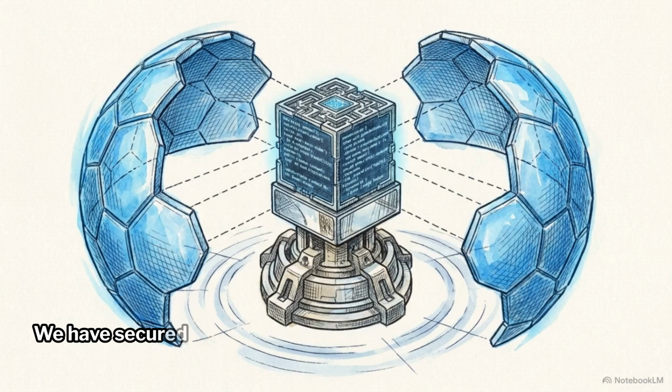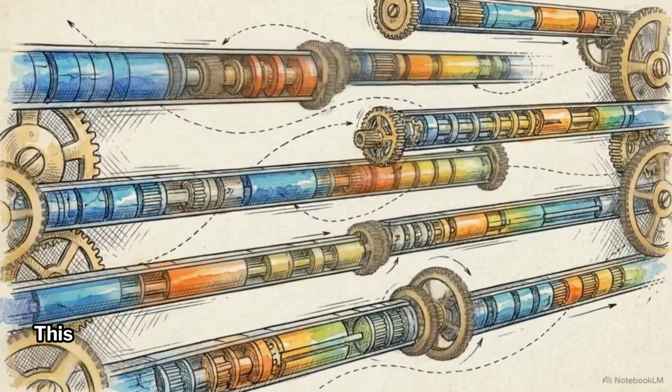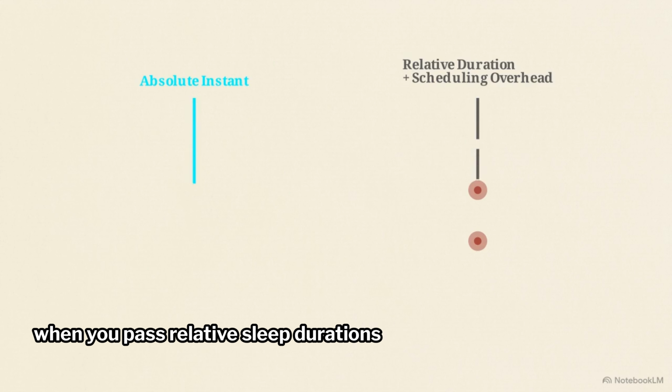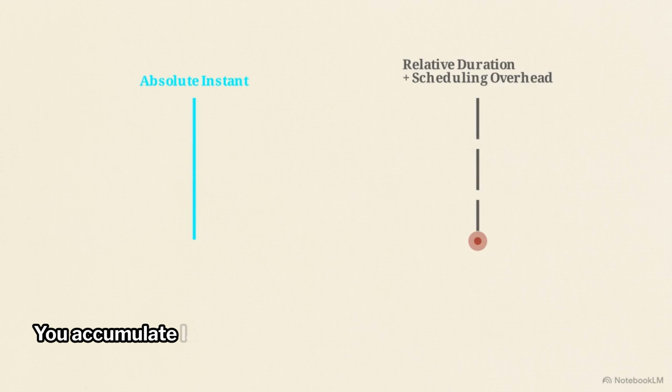Traditionally, developers limited execution by racing a network call against task.sleep. This reveals the problem of stack drift. When you pass relative sleep durations down a call stack, you accumulate latency at every layer because of thread scheduling overhead.